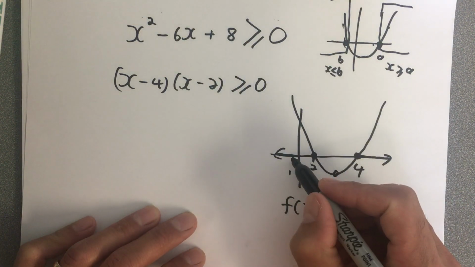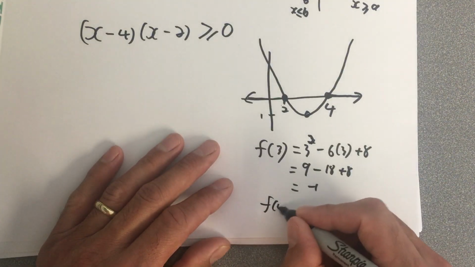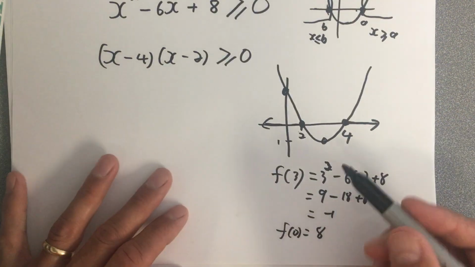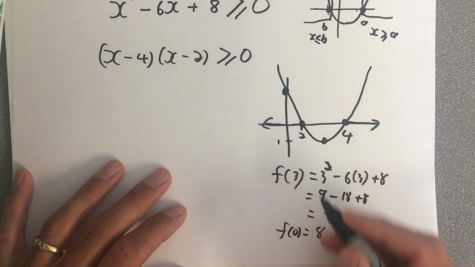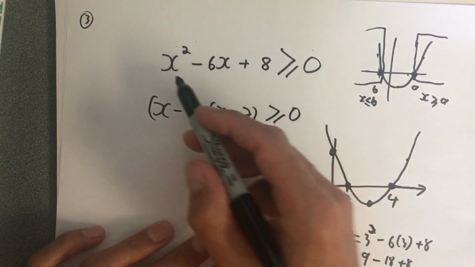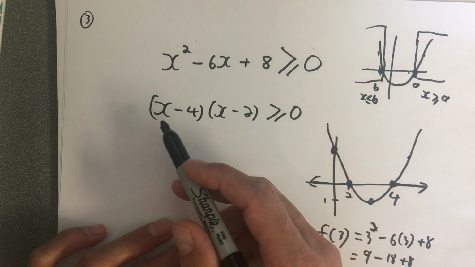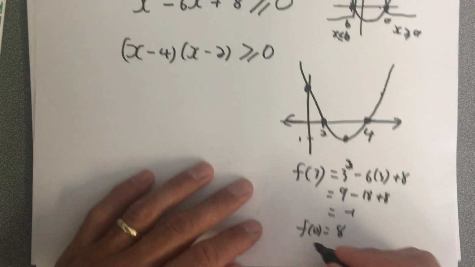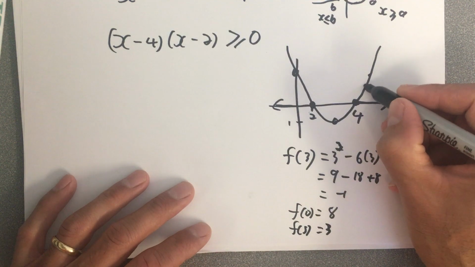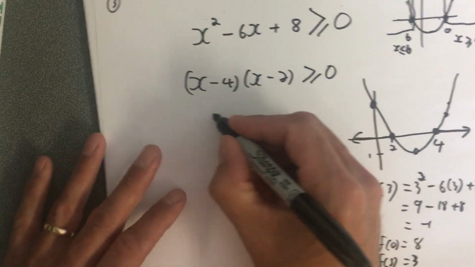You could also put in the number 0, and you'd quickly find that f at 0 is 8, which is positive. Up here we're positive. So if we are to the left of our root, it's positive. And if you put in f at 5, you'd also quickly find a positive number here. 25 plus 8 minus 30 is 3. So f at 5, and you can verify that for yourself, is 3, which means that if we're over here, we're also positive.